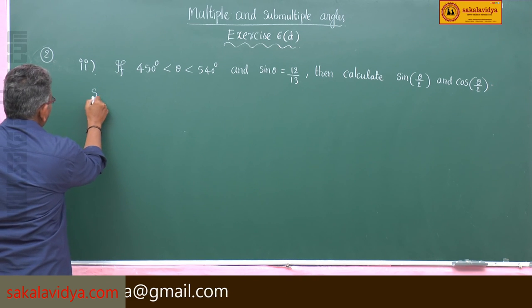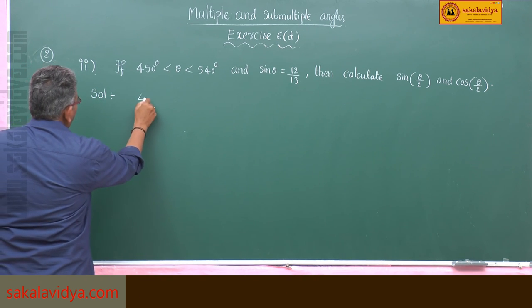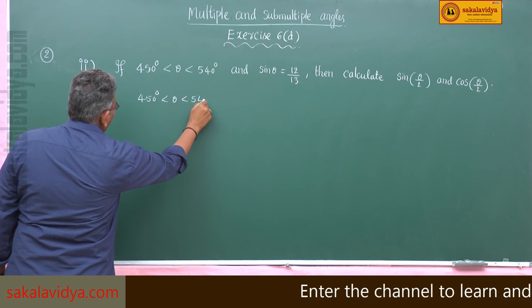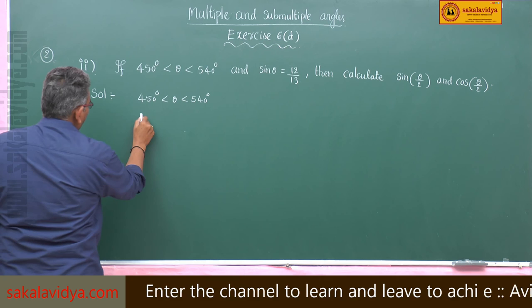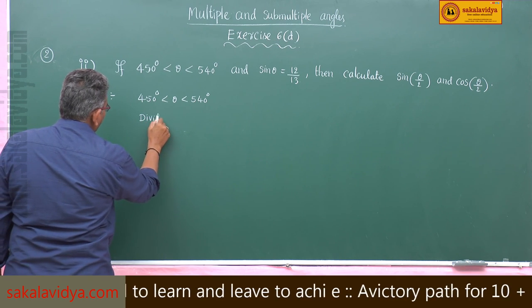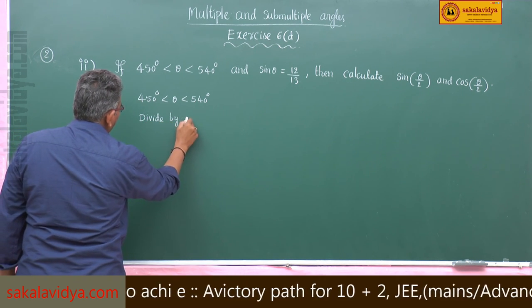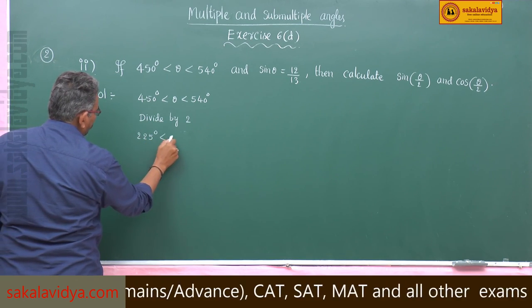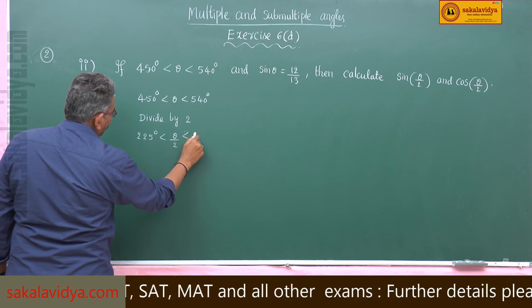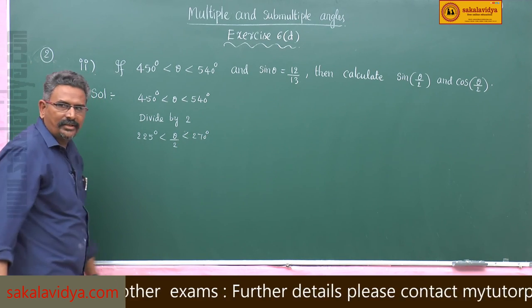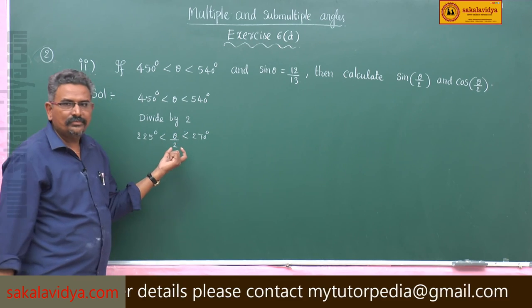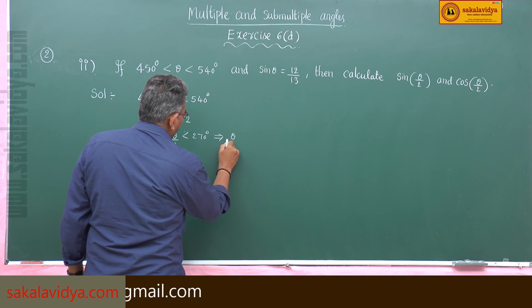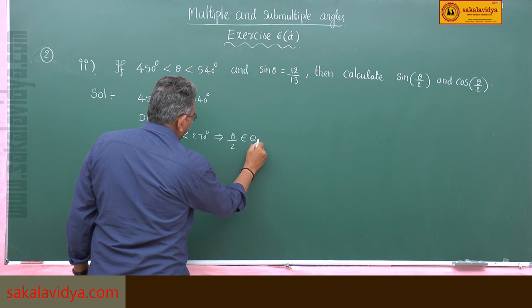Here given 450 degrees less than theta less than 540 degrees. Divide throughout by 2. So this becomes 225 less than theta by 2, less than 270 degrees. Now, can you determine where theta by 2 lies? This implies theta by 2 belongs to the third quadrant, Q3.